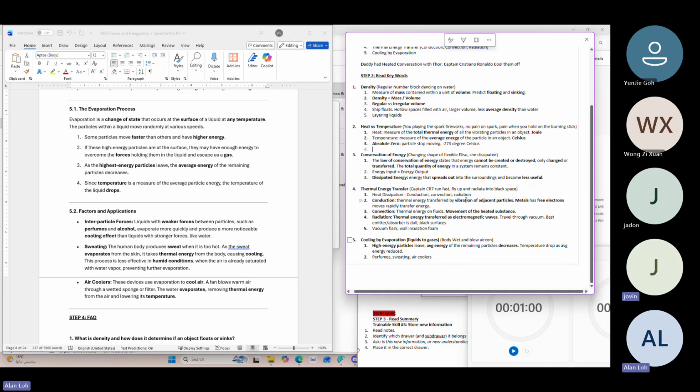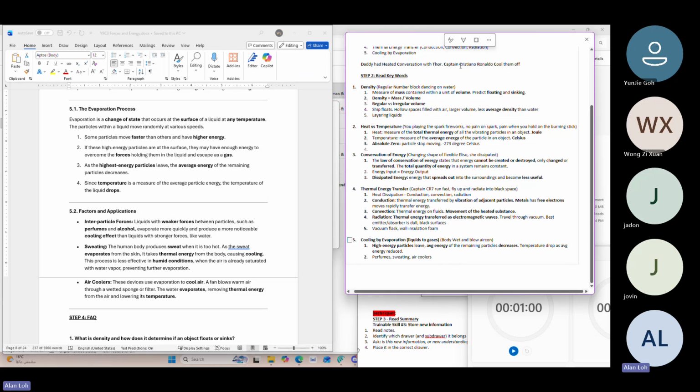Okay, number 2: heat versus temperature, conservation of energy, thermal energy transfer, cooling by evaporation. Okay, good. So daddy is the density. Had a heated conversation. Heated is the heat. Conversation is the conservation. With Thor, the big guy in the Marvel movie, thermal energy.